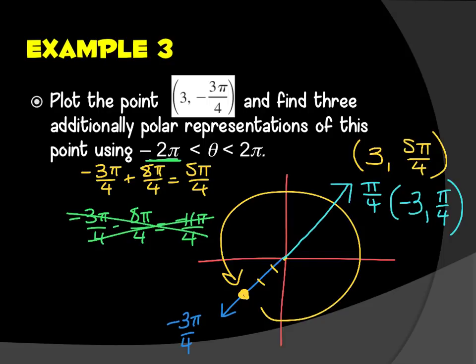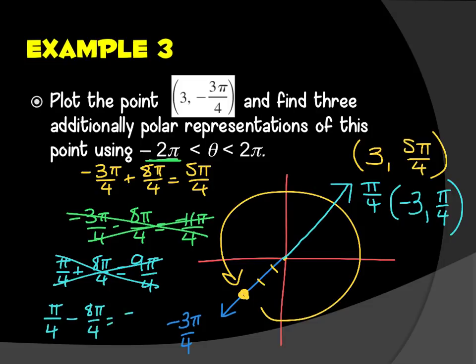And then it can be coterminal with that, right? So I could take pi over 4 and add 2 pi, or 8 pi over 4. But again, too big. So then try subtracting, and I get negative 7 pi over 4. Is that bigger than negative 2 pi?